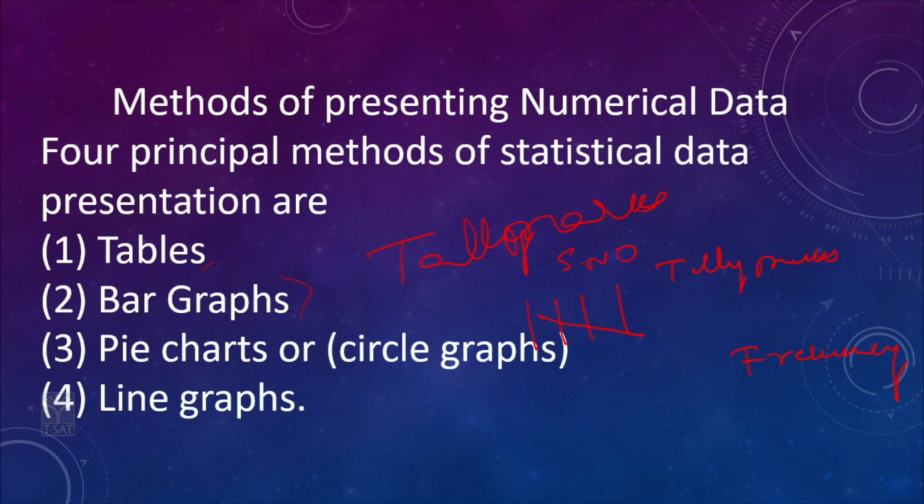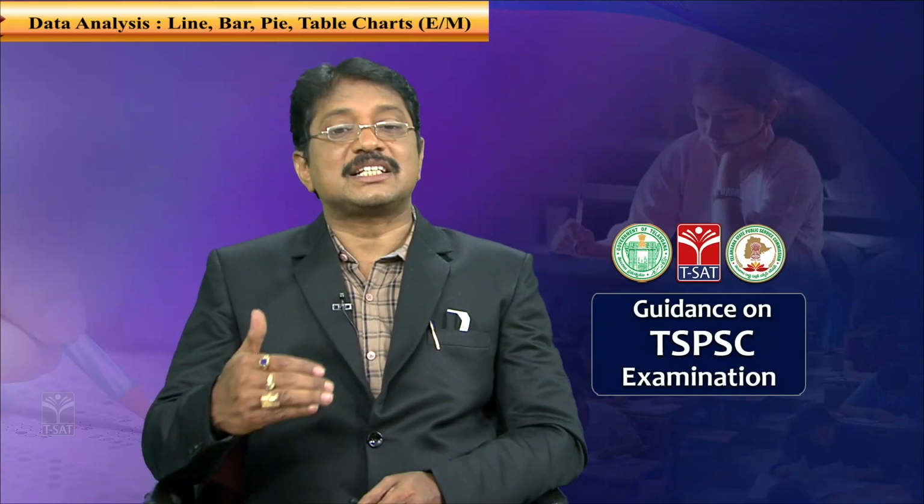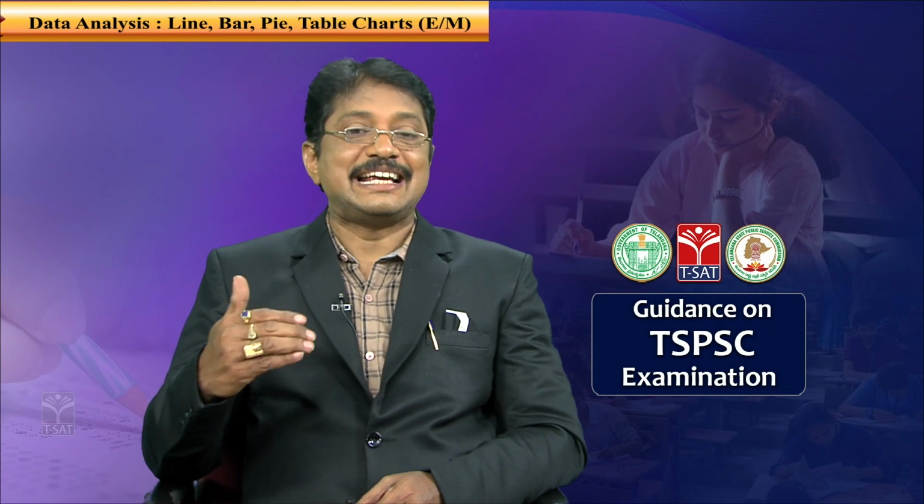Now coming to the next one, pie charts. In a pie chart, the circle is divided into some sectors, and the data is represented in terms of sectors. That representation we call a pie chart. The next one is line graphs. Line graphs include the frequency curve, frequency polygon, or cumulative frequency curves, or ogive curves. Ogive curves means less than cumulative frequency curves and greater than cumulative frequency curves. We will discuss all these four in a detailed manner.